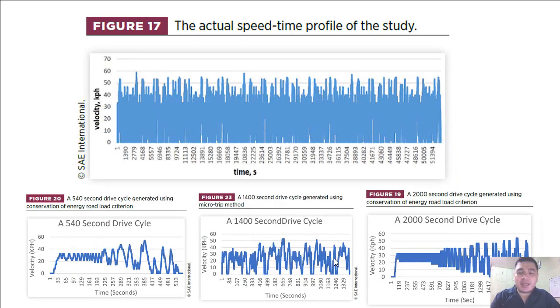One of the purposes of a driving cycle is to compress data being gathered. As we can see in the figure, an actual driving time or data points of 55,000 plus are being compressed into less than 2,000 seconds of driving time. In the presentation, 55,000 plus seconds of driving time are compressed into a 540, 1,400 second drive cycle, and 2,000 seconds of driving cycle.